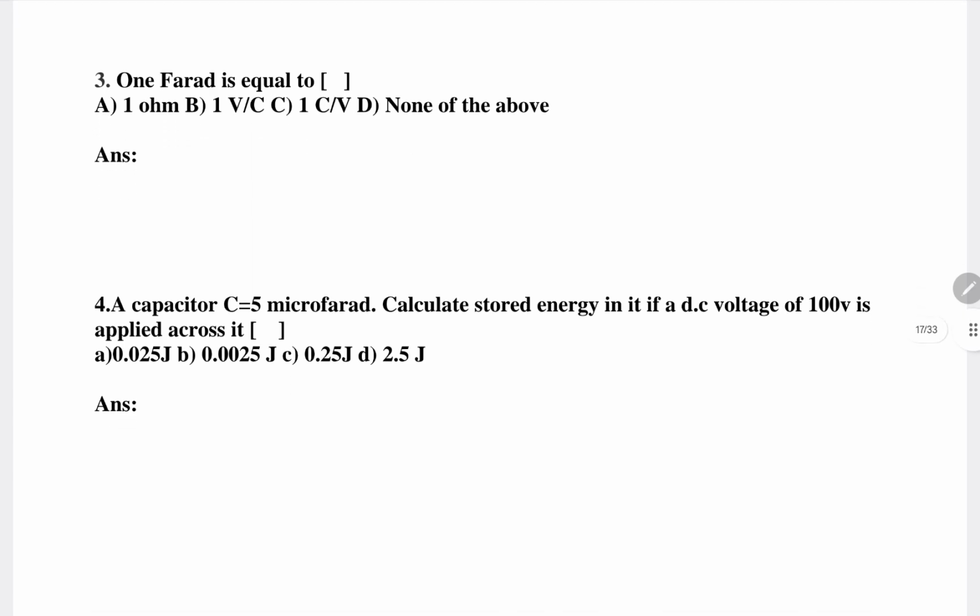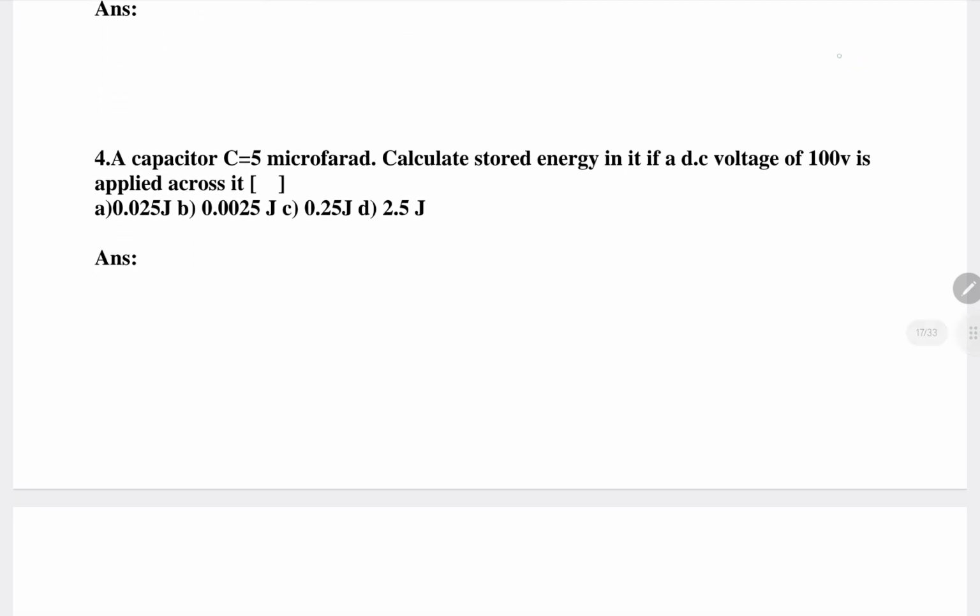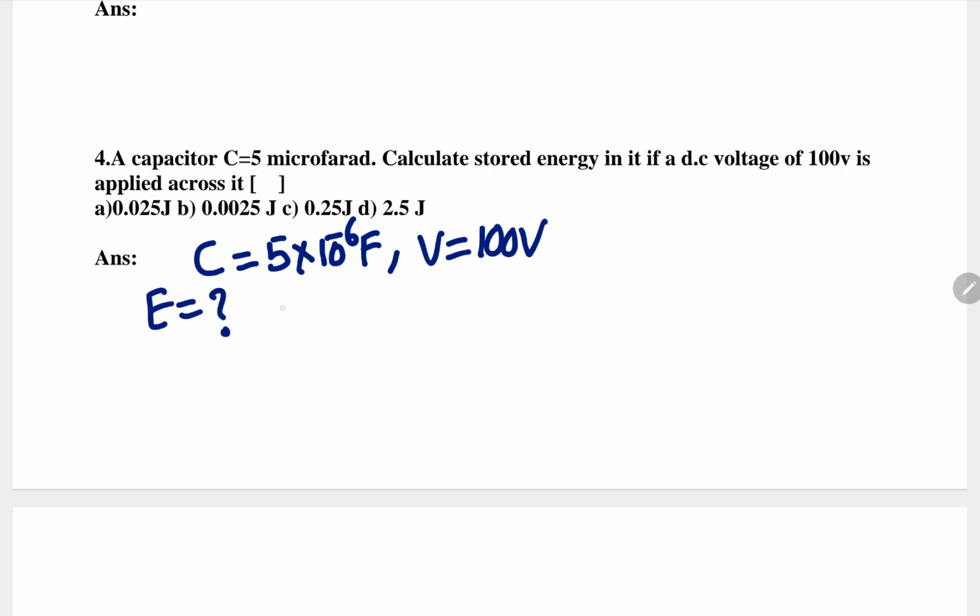Next, let us go to the next question. Here capacitance C is equal to 5 microfarad, 5 into 10 to the power of minus 6 farad, and the voltage given is 100 volts. And we are asked the energy stored in the capacitor. Again, energy stored in the capacitor is equal to half CV square.